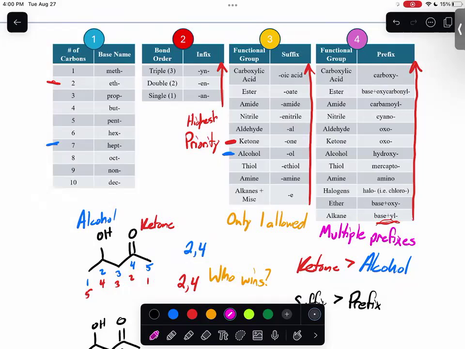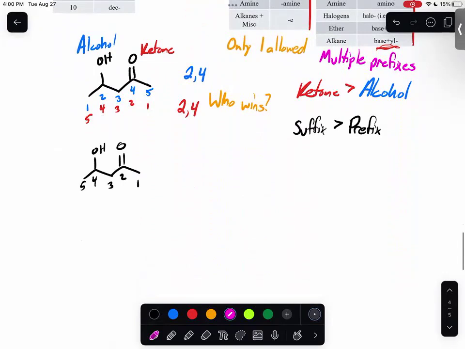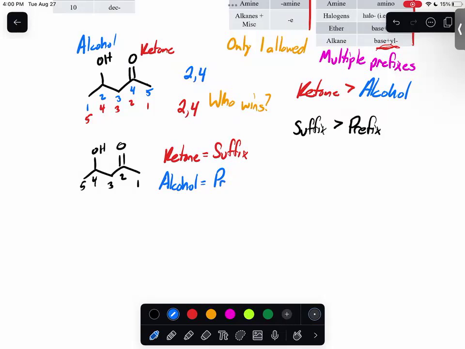And since the suffix is more important, it also goes with the priority thing. So that being said, whenever we're taking a look at the name of this, the ketone is going to be the thing that gives us our suffix, and then the alcohol is going to give us our prefix. So what that'll give us is a structure that's going to be named.